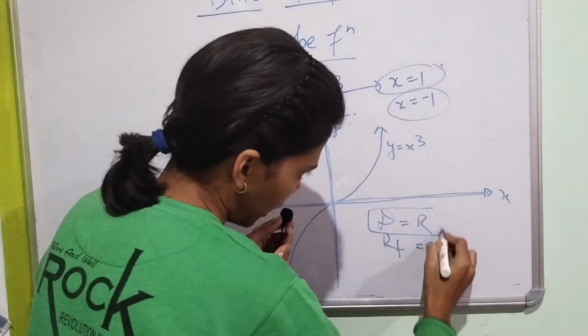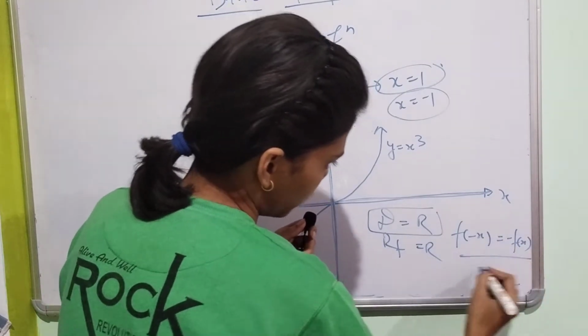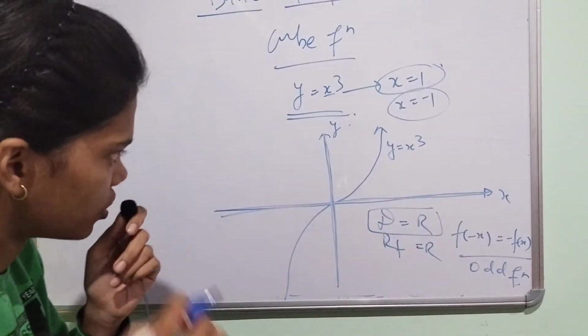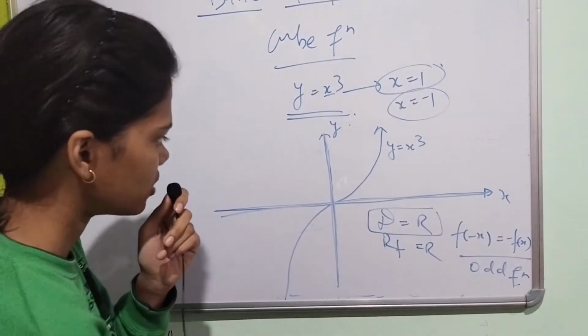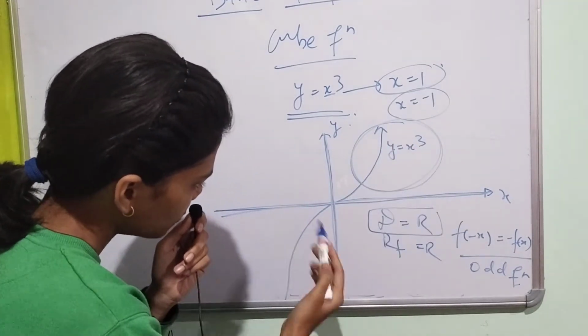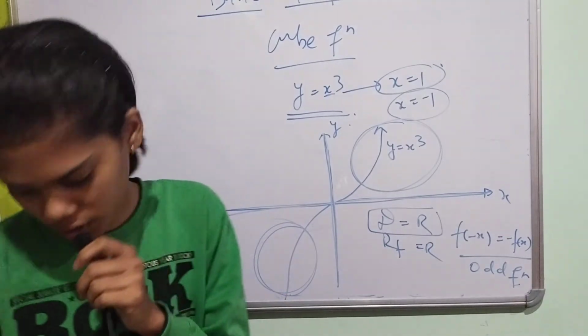Since domain is R and f of minus x equal to minus of f of x, that's why it is called an odd function. And odd functions are symmetric about origin. Symmetricity about origin means that whatever the graph visualization will be in the first quadrant, the same type of visualization will be seen in the third quadrant, and this is the symmetricity about origin.